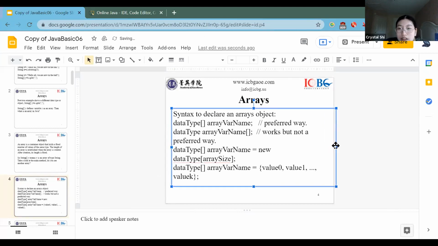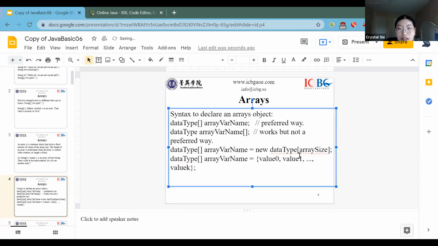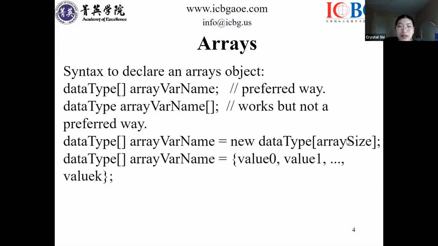Let me just make this bigger so you can tell it's supposed to be one line. There we go, just to make it less confusing. So this is how we instantiate or create an array, right? We have the data type, array variable name equals new data type, and then within the brackets we put the array size. This is just going to be any positive integer, because we can't have a negative amount of space.